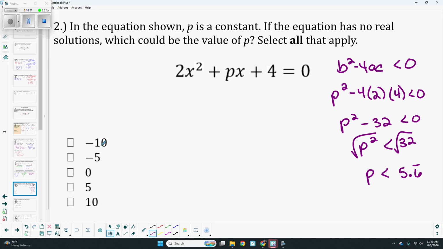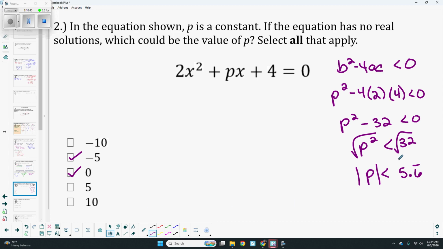So if I put negative 10 in, the absolute value of negative 10 is not less than 5.6, so negative 10 is not a solution. Negative 5, the absolute value of negative 5 is 5. 5 is less than 5.6 repeating, so negative 5 works. 0, if I put 0 in, the absolute value is 0. 0 is less than 5.6 repeating, so that works.